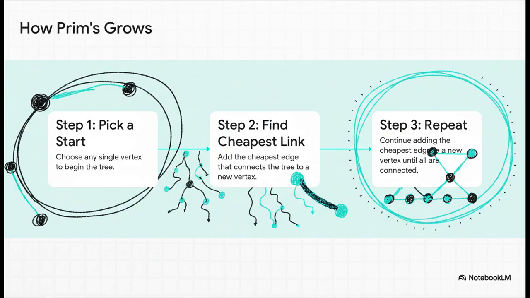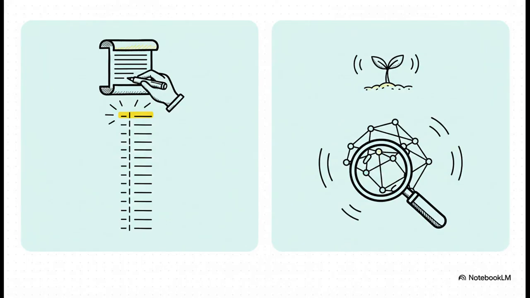And from all of those potential options, you again pick the single cheapest bridge that connects you to an island you haven't visited yet. You just keep repeating that process, always expanding your single, growing tree with the most economical next step until every single island is connected. So let's break it down.